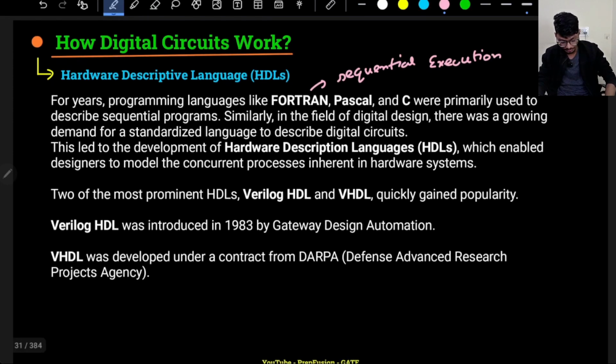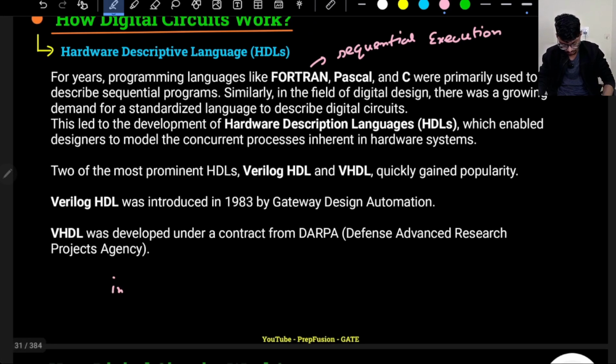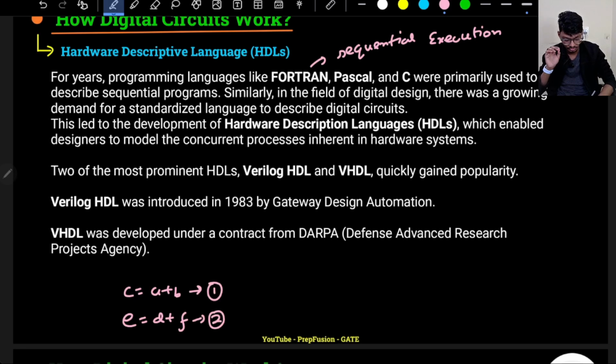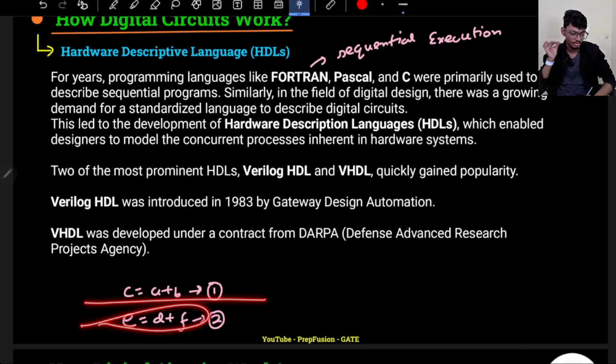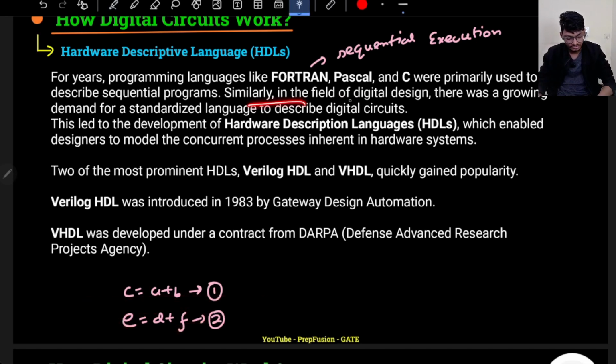In sequential execution, let's say I have this code: C is equal to A plus B, E is equal to D plus F. In a sequential program, this will happen first, then this will happen. Let's take C as an example: this line will be executed first, then the next line. But similarly, in the field of digital design, there was a growing demand for a standardized language to describe digital circuits. What were those digital circuits? Digital circuits used to work concurrently.